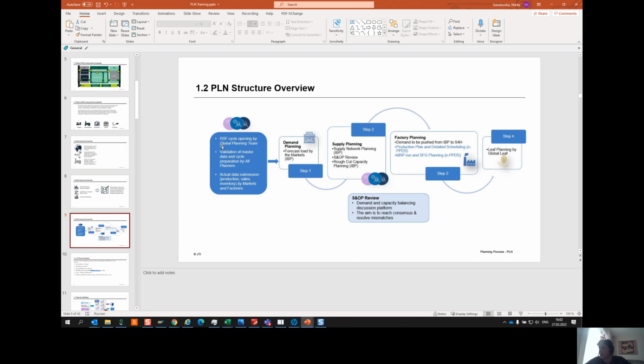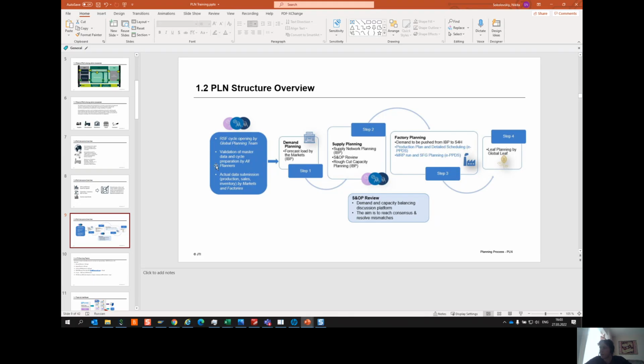First, the planning cycle is opened by the global planning team located in Geneva. This is the only global business team for the planning process. It consists of approximately 40 people. Previously, they were mostly located in Trier, but I recently checked, and almost all of them are now in Geneva, in headquarters. And they launch every monthly planning cycle.